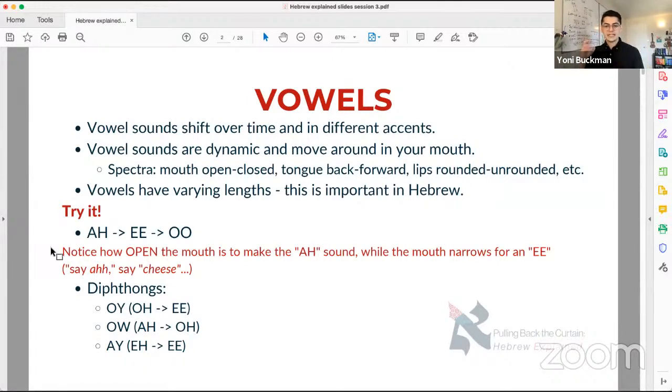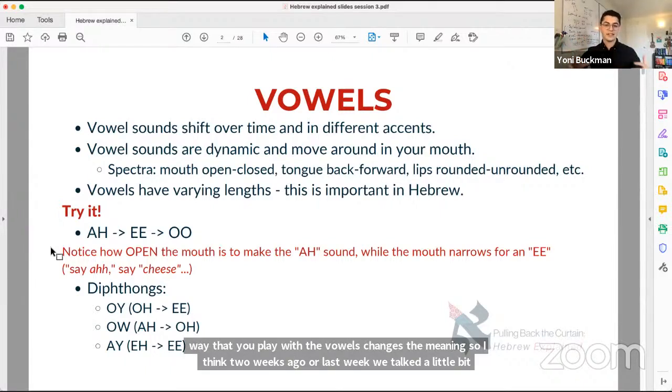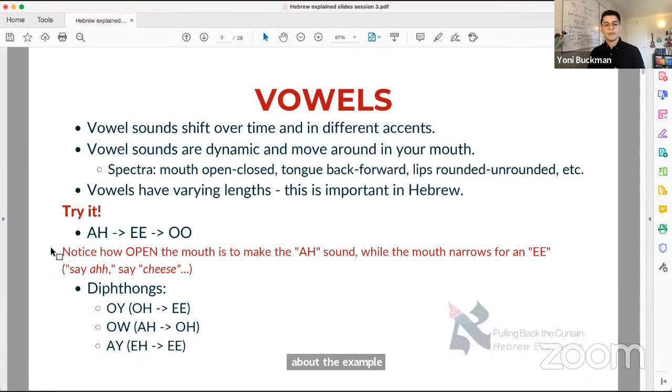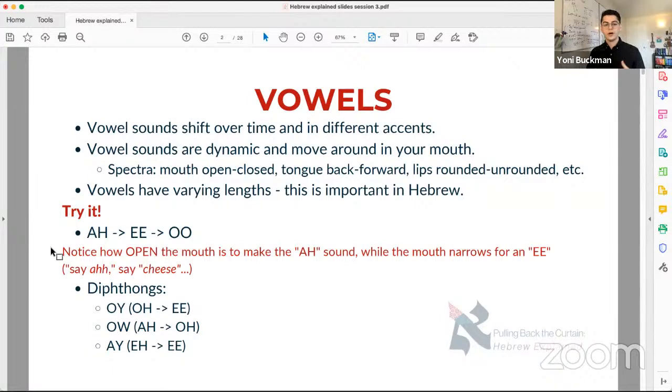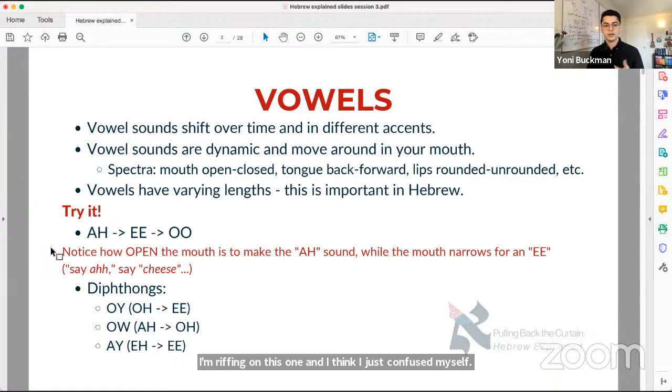like R, D. So you could read a book. I'm sorry, I'm riffing on this one, and I think I just confused myself. But yeah, so you could read a book. If you've done it in the past, you've read the book. So this concept isn't totally foreign to an English speaker, but it is very pronounced in Hebrew, where one of the main things you would do to change the meaning of a word is play with your vowels.